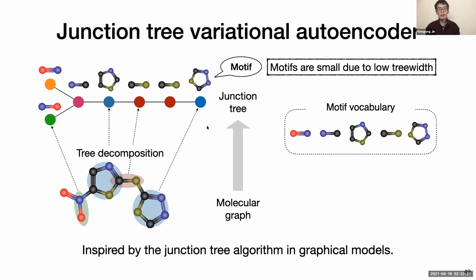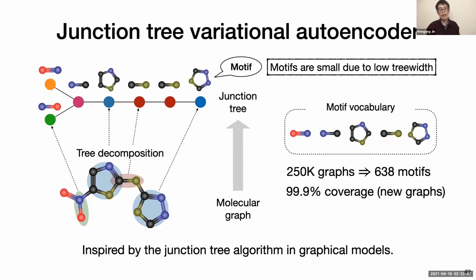Another aspect is that if I apply this tree decomposition over a large collection of molecules, it doesn't result in that many types of motifs. I did this over around 250,000 different molecules, and it turned out that there are only around 600 different types of motifs. These motifs have over 99.9% coverage over a new molecule. So basically, there's not that much variety of these motifs, and that's because molecules have low tree width.